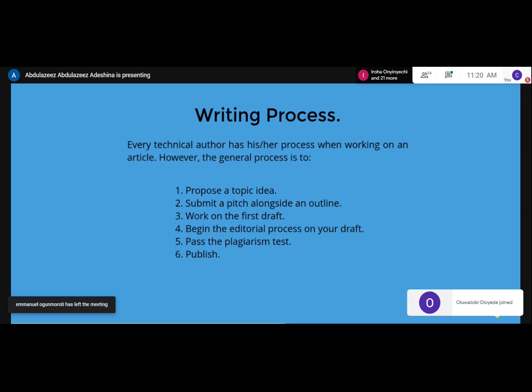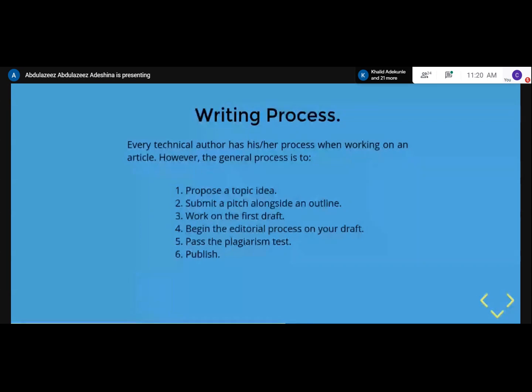And the next thing is to pass the plagiarism test because some people actually copy and paste. Unfortunately, it is the editor's job and the company's job to run your work through the plagiarism test. So if your work passes, of course, you get published. And once your article is published, depending on who you wrote for, you get paid. It could be a volunteer article, so you get paid in prayers and in good work too.